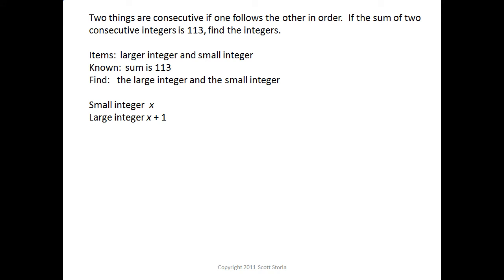I'm going to call the smallest integer x, and I don't know the large integer either, but I do know that since the integers are consecutive, whatever the smaller integer is, if I add 1 to that, I'll get the larger integer. It's the next one in line. I've been told that if I sum up my two integers, I'll get 113.